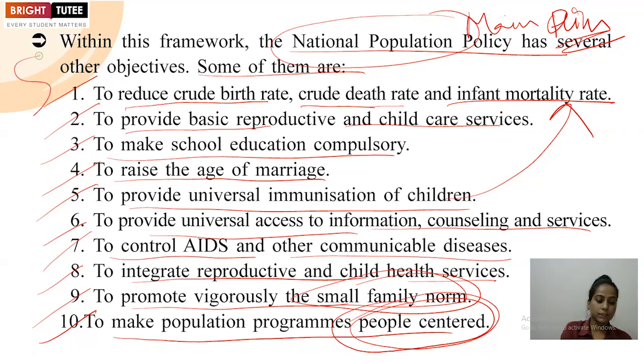So all these are the objectives that come under the National Population Policy, and you all must be aware of that. These are very important, and this topic is also very important, can be asked in exams. So that was the discussion of the first part of your unit 2.